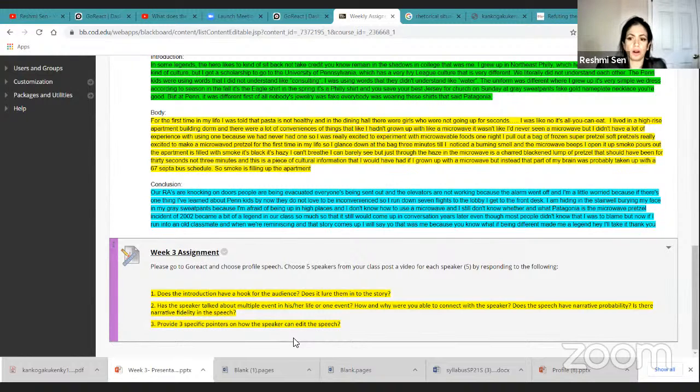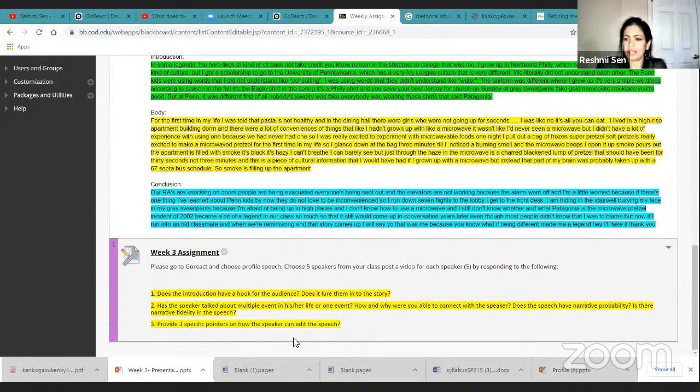So remember that primarily all of you are storytellers. That's what you're doing in your profile speech. So do you see that the speaker has a narrative probability? That means, do the events in the story seem probable? Does it seem that this might have happened to anyone you know, or maybe in your life, has it ever happened?